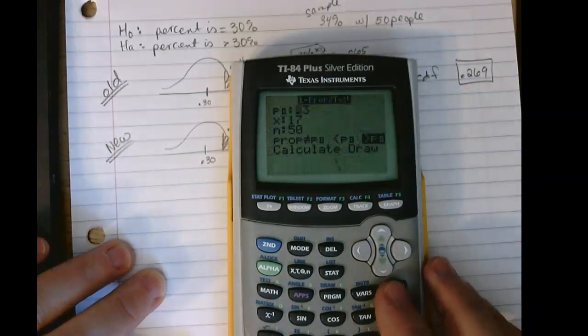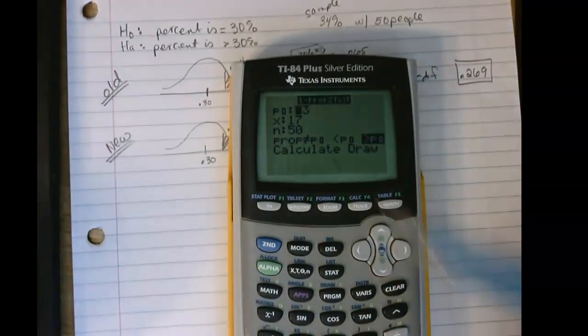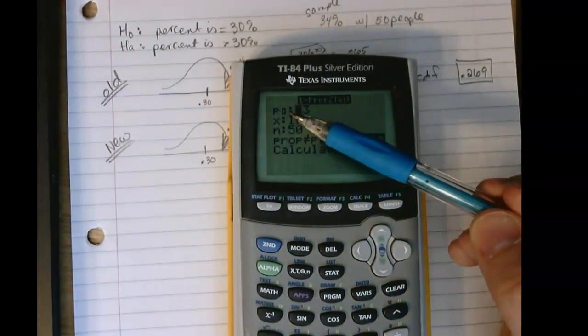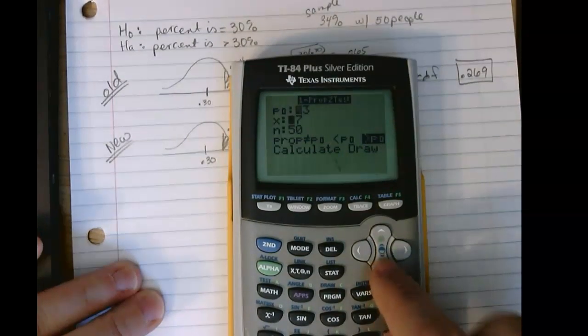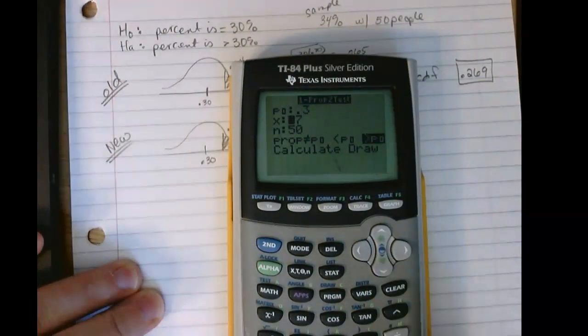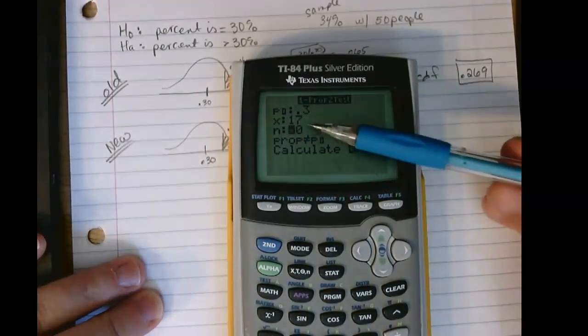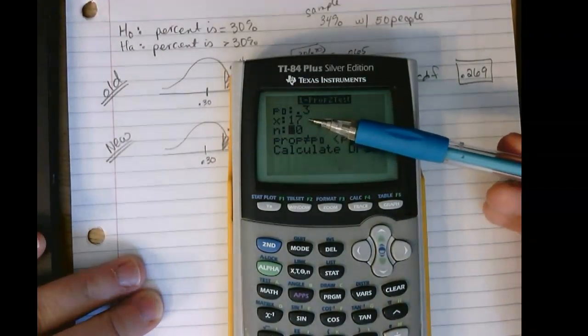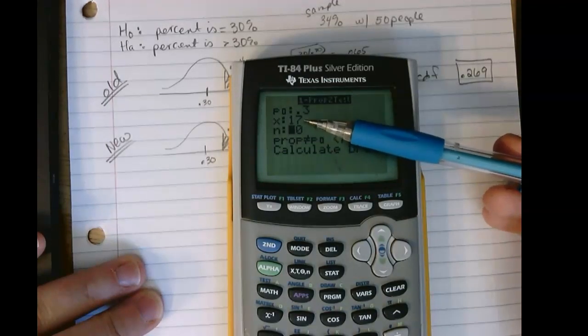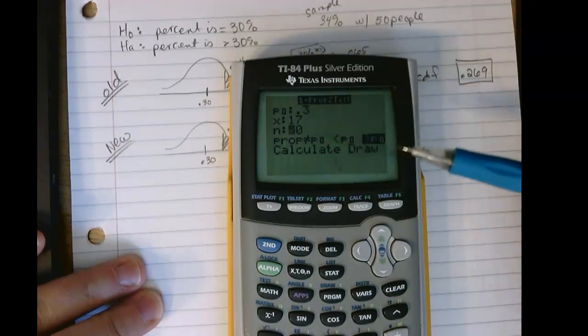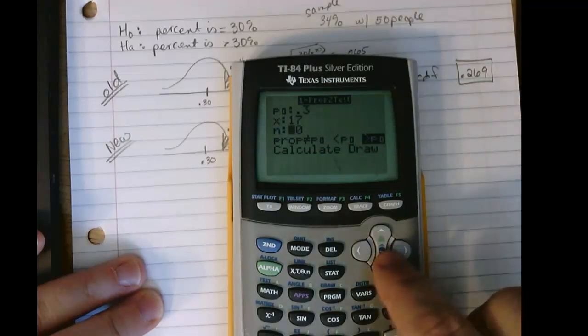I have 30 people. I mean, it's the null. And this, you see how it's P0? That means the null. The way I did this is I did 34 times 50. Now, I will tell you if you have a decimal on this, you need to round it. You're not allowed to have decimals here because it's supposed to be a whole number out of 50. And then my alternative is that it's greater than.